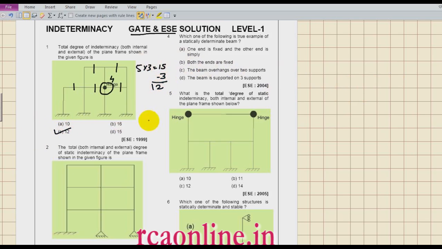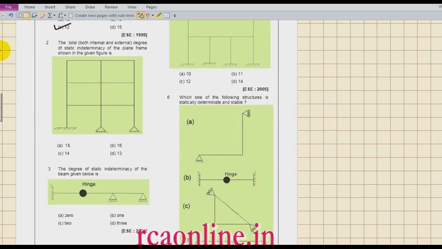Now take the second question. The total, both internal and external, degree of static indeterminacy. Again it is static indeterminacy. Make cuts, 6 cuts. So 18 minus 1 minus 1, so minus 2, it gives 16. So 16 is the answer.